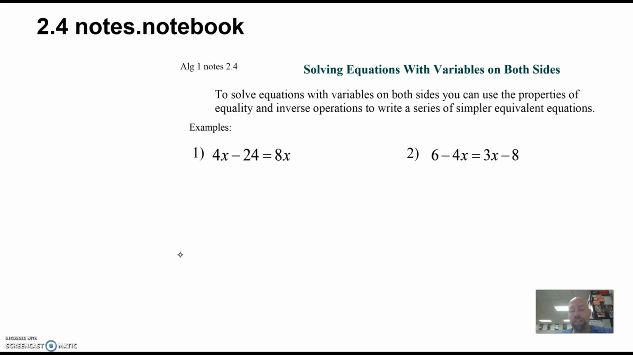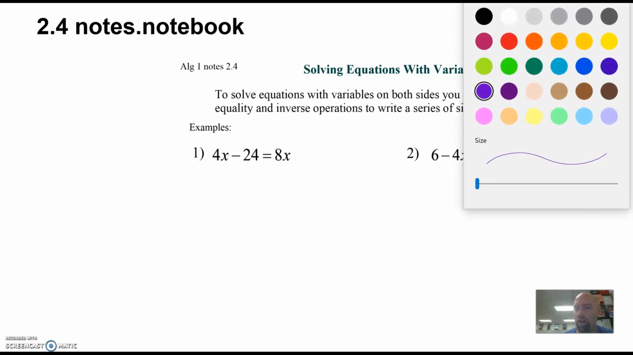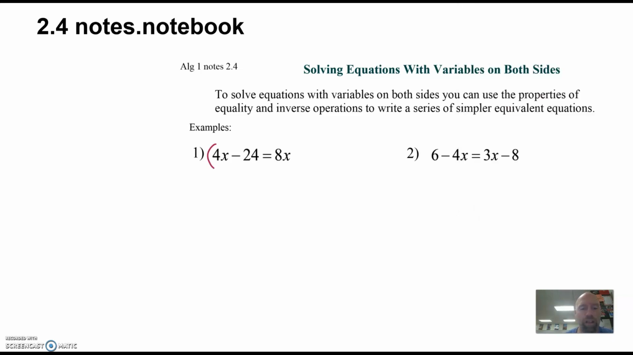So it really doesn't matter if you want to move your variable term from the left to the right, or from the right to the left. That doesn't matter, but your first step needs to be to try to get the variables on the same side. So I'm going to move my variable from the left to the right here. I'm going to use the subtraction property of equality. I'm going to subtract 8x on both sides of the equation.